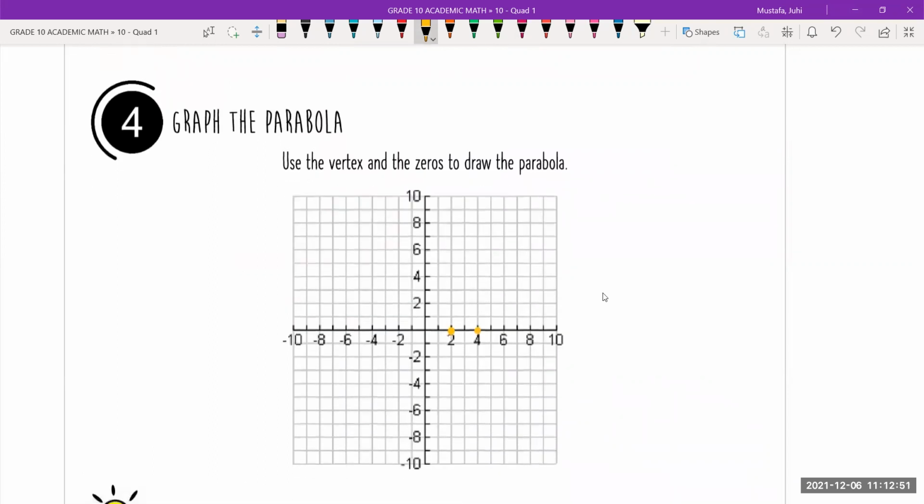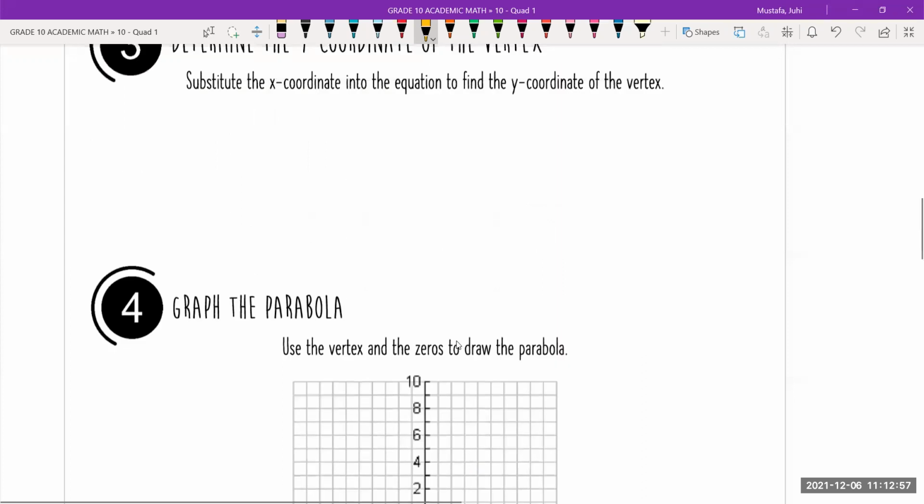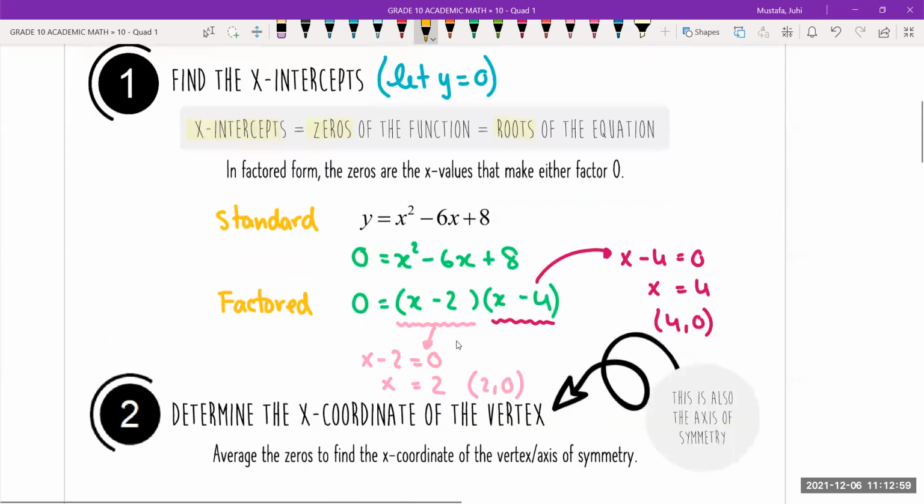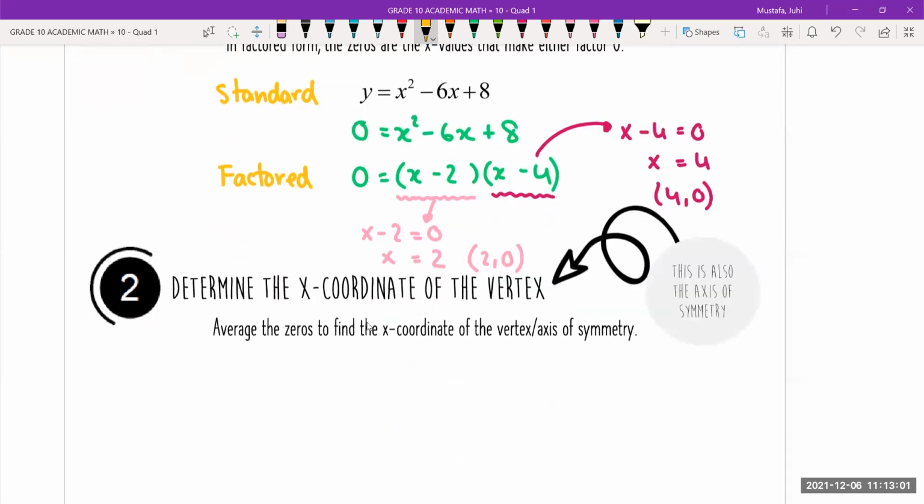Okay, one thing to note is when you have two x-intercepts, your vertex is going to be right in the middle of them. So remember that when we do the next part of this. Okay, so we figured out our x-intercepts. Step number 2 is determine the x-coordinate of the vertex, right? We need to figure out the vertex so we know where the parabola has its maximum or minimum point.